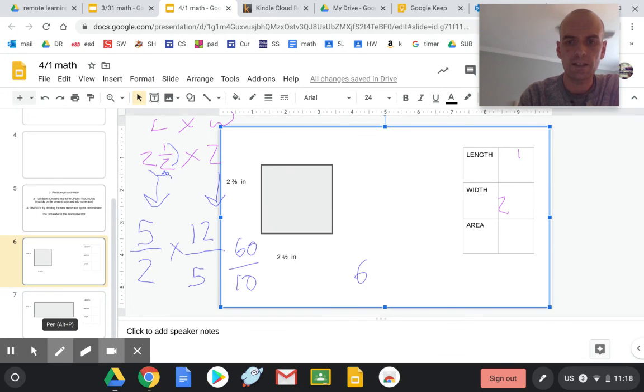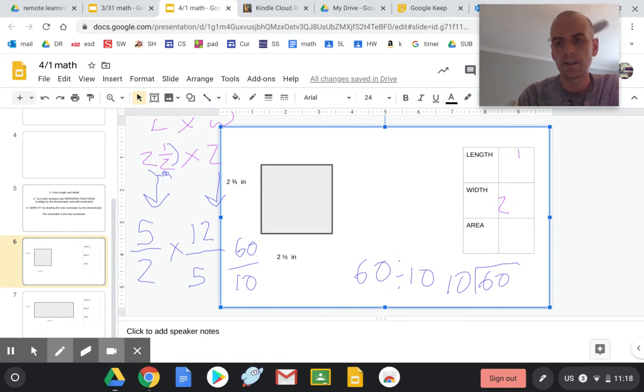So we'll do 60 divided by 10. Put 60 in here, 10 here. 10 goes into 6, 0 times. 10 goes into 60, 10, 20, 30, 40, 50, 60, 6 times. And there is no remainder here. So the area is 6.